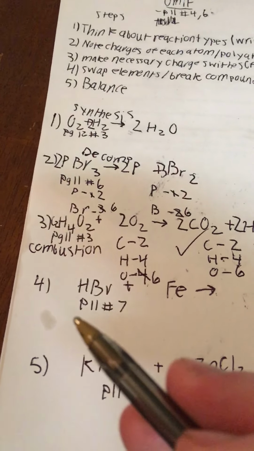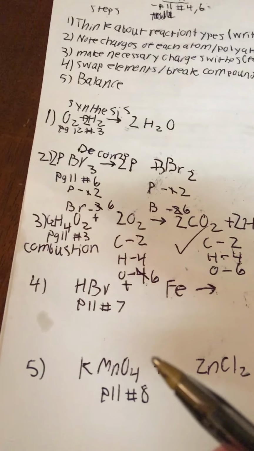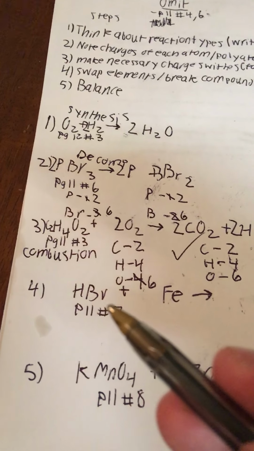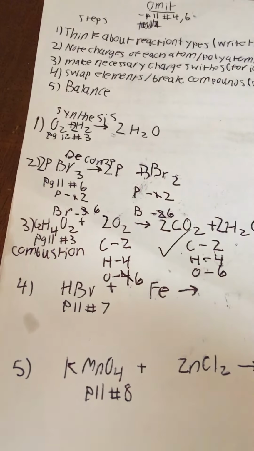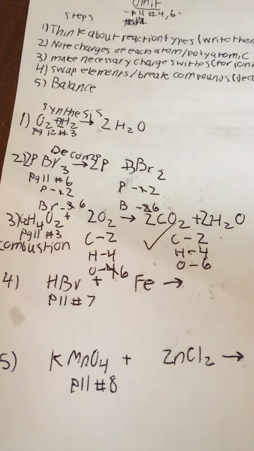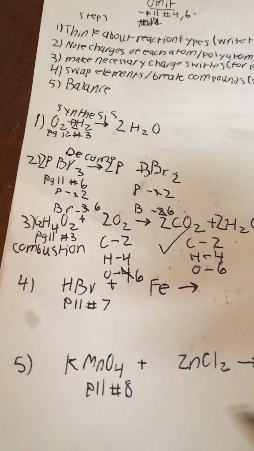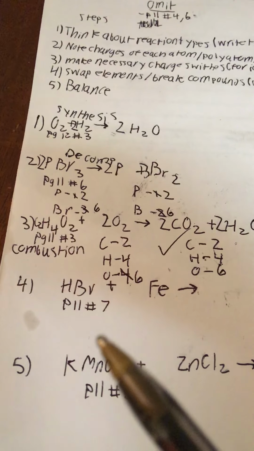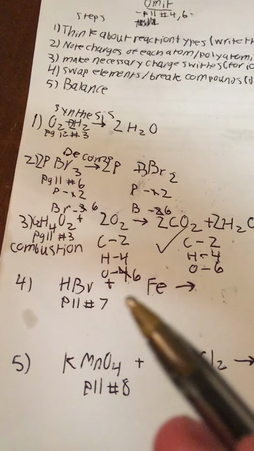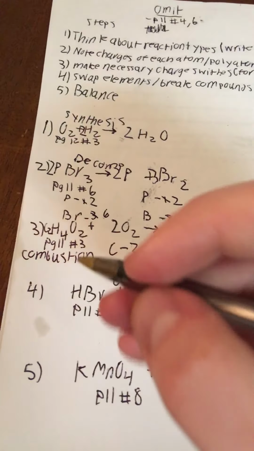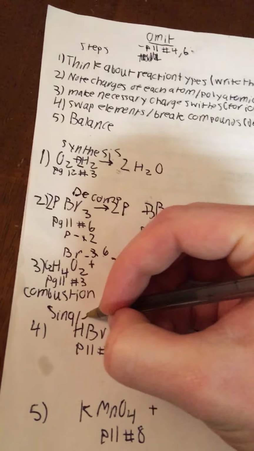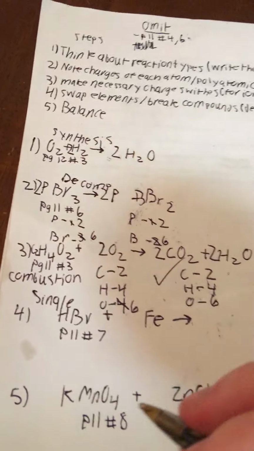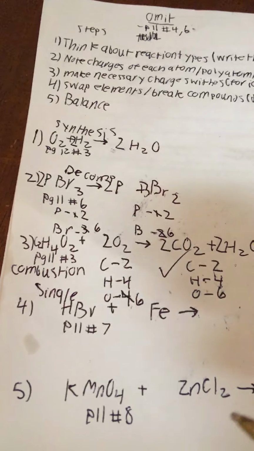So the next one, page 11, number 7. So we've got HBr plus Fe. So what type of reaction is this going to be? Read. What type of reaction is this going to be? HBr plus Fe. Single replacement. Right, you knew it. I had faith in you the whole time. Single. So I'm going to just keep it with single right there, sticking with the shorthand tonight.